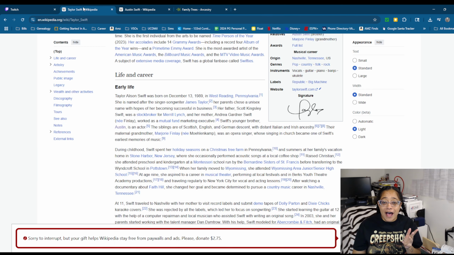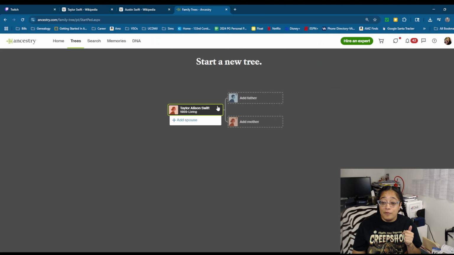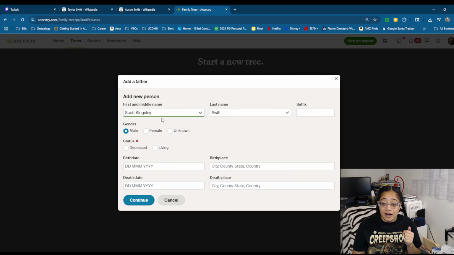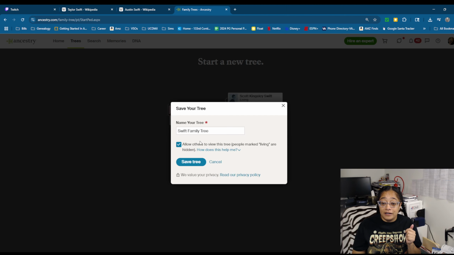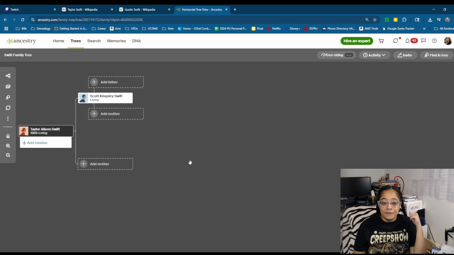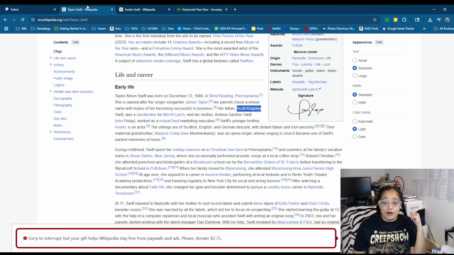So now we're going to add the father's information. Named after the singer-songwriter James Taylor, her father is Scott Kingsley Swift. So we're going to add the father, Scott Kingsley, male. He is living. I'm going to hit continue. The Swift family tree, I don't want others to view this because this is for educational purposes. So then we're going to save the tree, and then we're going to do the mother.